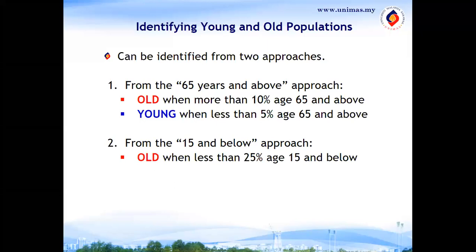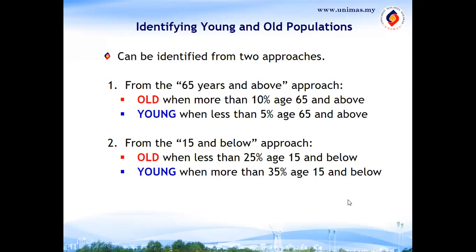are 15 and below, ya. Jadi kalau populasi yang berumur 15 tahun ke bawah kurang daripada 25%, maka sesebuah negara tersebut boleh dikenali sebagai an old population. Okay, population. And then, on the other hand, if the proportion of the population age 15 and below is more than 35%, maka negara tersebut adalah dikenali sebagai a young population.